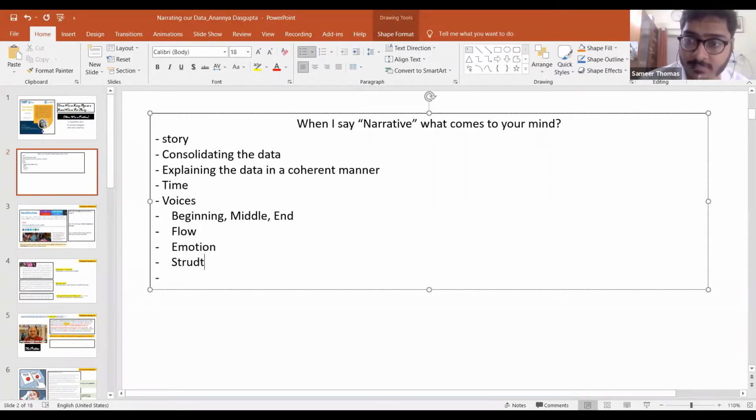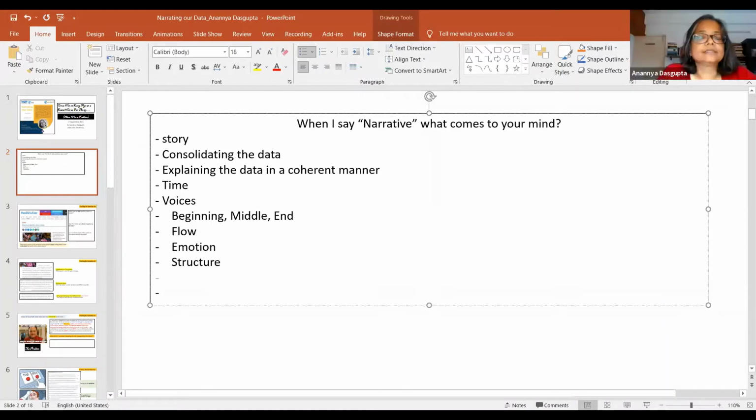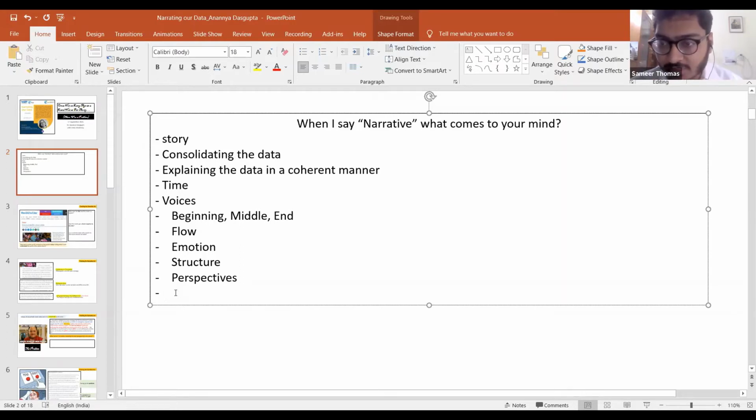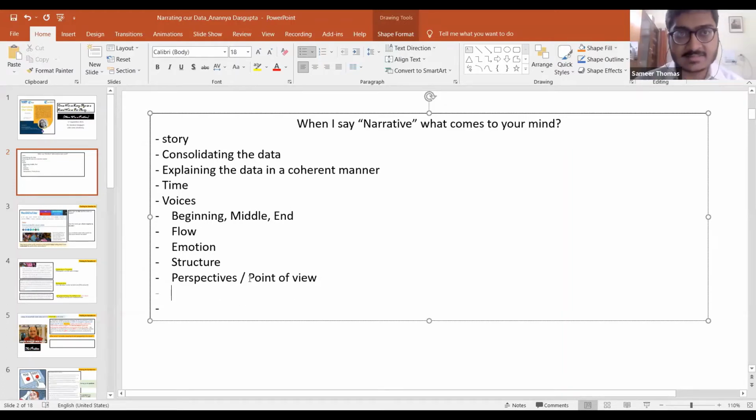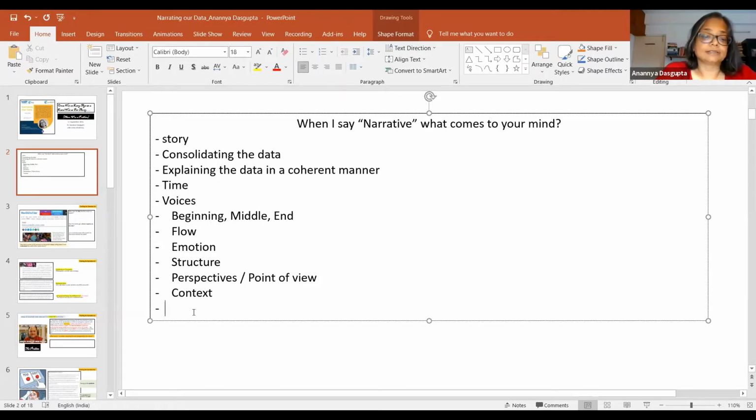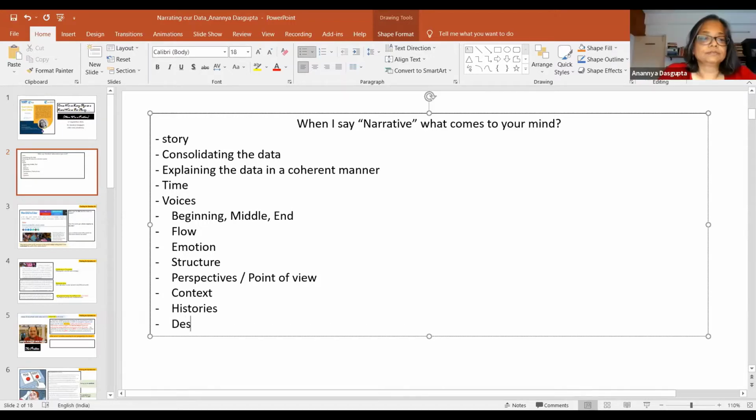Structure. Perspectives, to go along with voices. One is visual, one is oral. What else? Someone else has doubled down on perspectives and is saying point of view, who is narrating? Okay, point of view. Excellent. Context. Give an example of a narrative. Histories. Excellent. Description, very good. Ethical integrity.